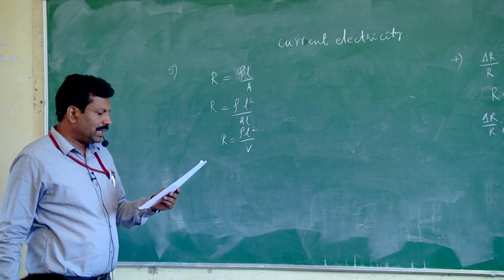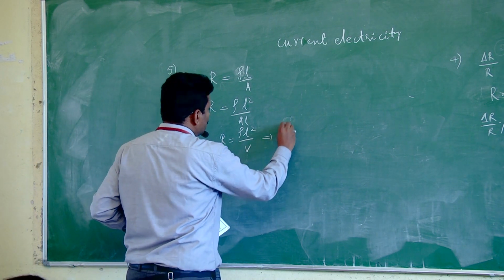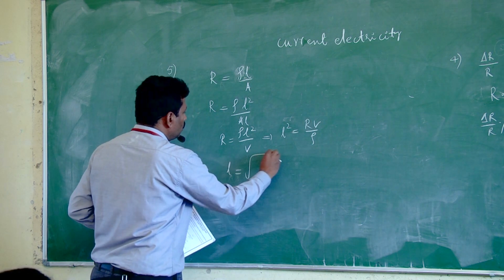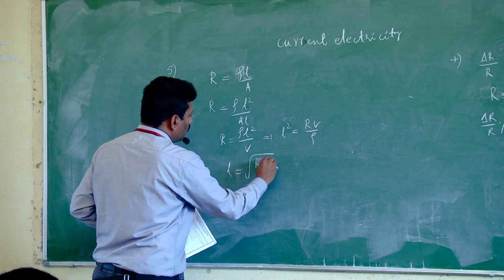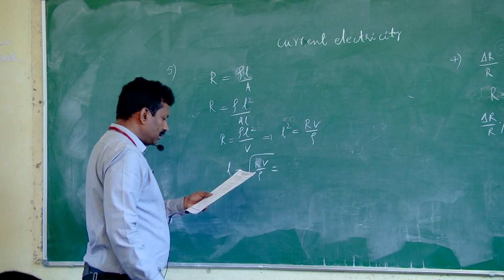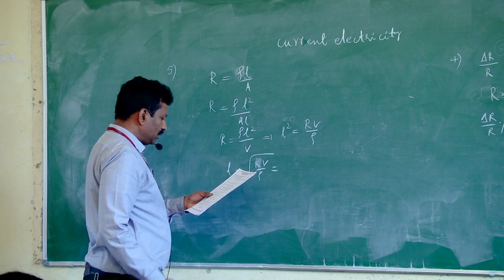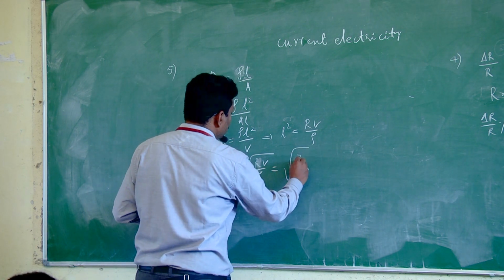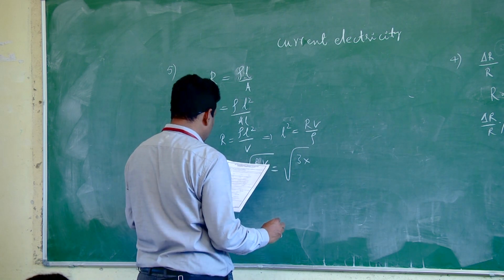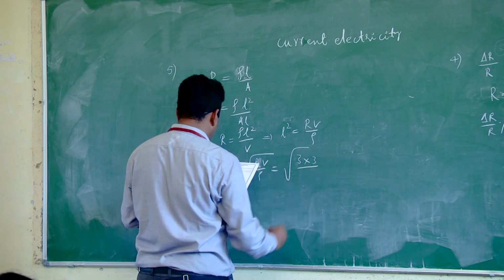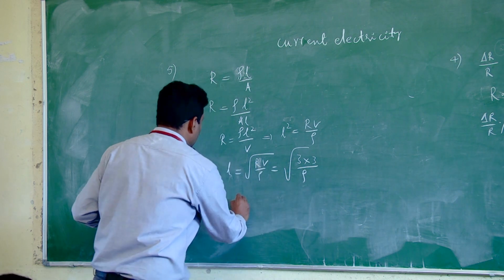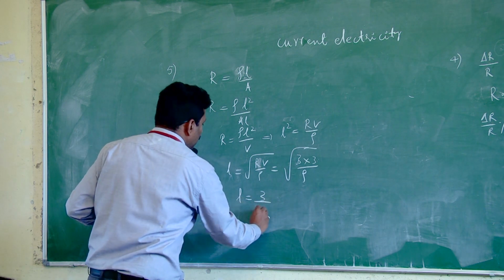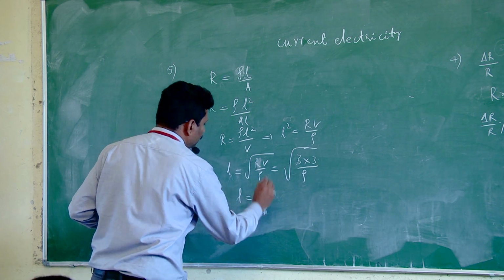Now they have asked for what? Length. Then its length will be equal to, so L square is equal to R into V by rho. So length is equal to square root of R into V by rho. Resistance is given here, specific resistance is given as rho, resistance is 3, and volume is 3 meters cube. Therefore L square is 9, square root of 9 is 3, so L is 3 by rho.